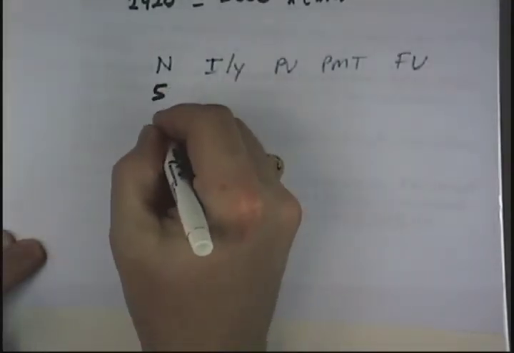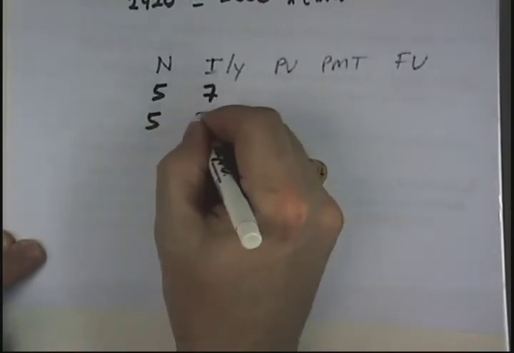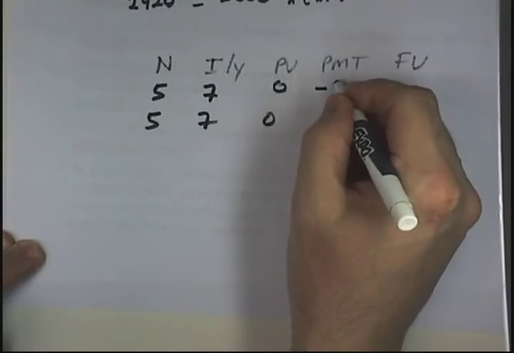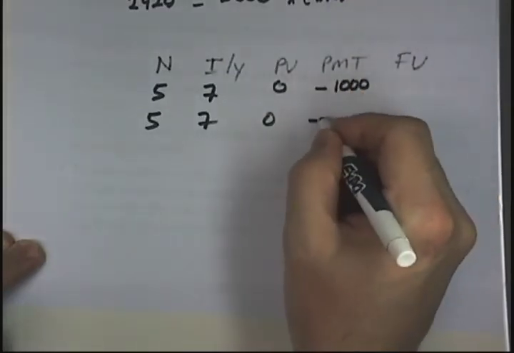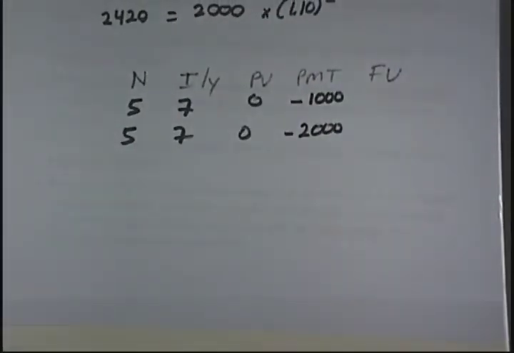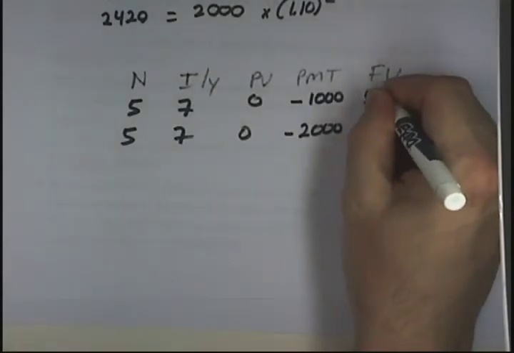So say 5 periods, 7% interest, nothing invested today. Invest a $1,000 payment amount versus investing a $2,000 payment amount, and see what we get for the future value. So for 5 N, 7 I/Y, no present value, a $1,000 payment made 5 times will grow into $5,750.74.